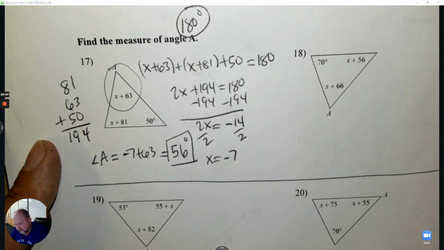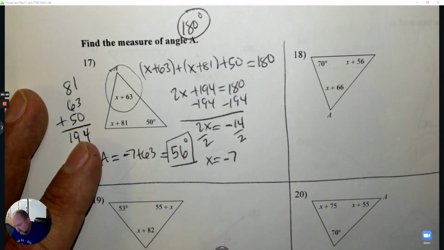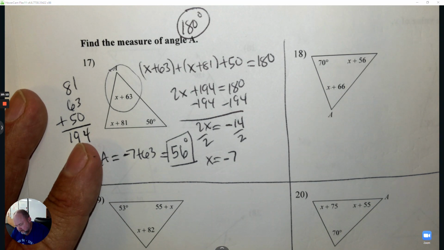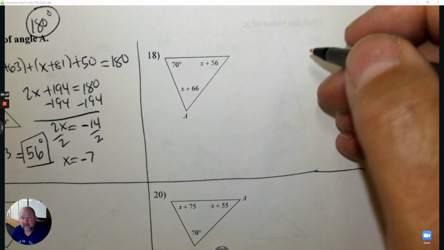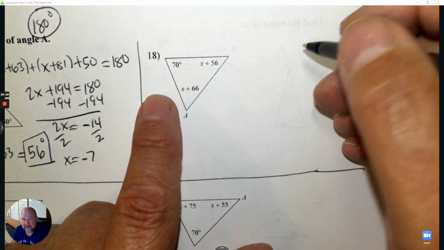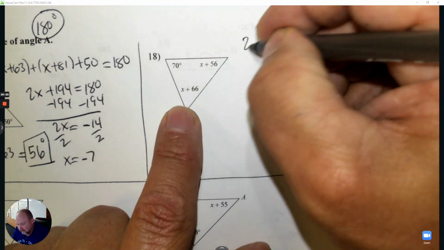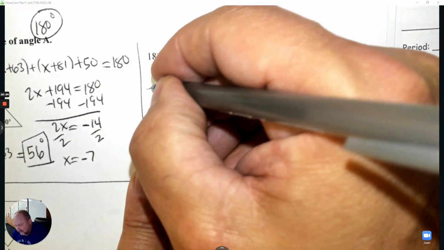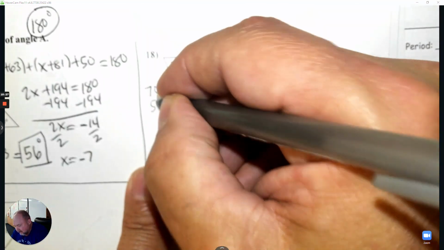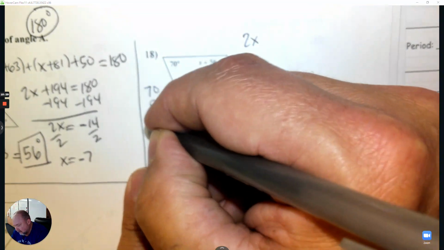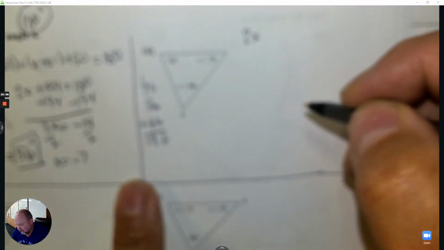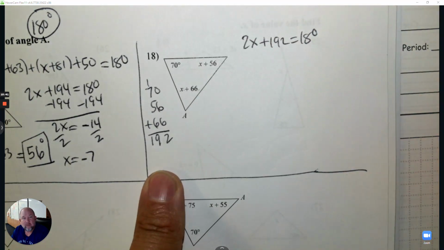Create some space here. All right, number 18. First we're going to add these all up. So I know that x plus x is 2x, and on the side I have to add 70 and 56 and 66. Good practice for you. So I'm going to add them up. That's 192 I got. So this is plus 192, and that's equal to 180.